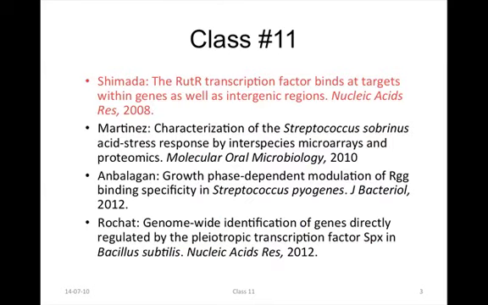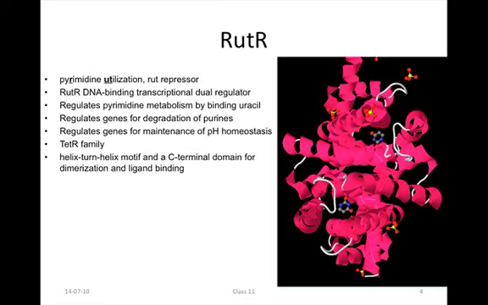Okay, so I said I'd have 4 papers for you. The first paper is the RutR transcription factor. Now, RutR, what is it? It's called RutR because it's pyrimidine utilization. They're taking the R from pyrimidine and UT for utilization, and the letter R is because it's a repressor. So it's the Rut repressor.